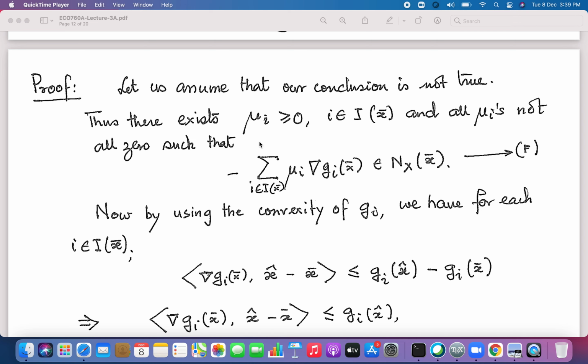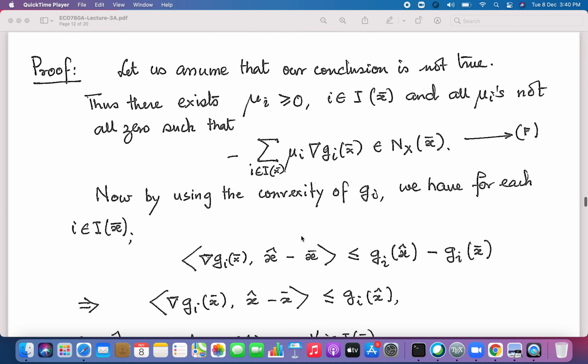So there exists a non-zero element of the normal cone to F1 at x bar, such that the negative of that vector is an element of N_X(x bar). Okay, now let us take the convexity of g_i and let us choose that x hat, that point where you have the Slater condition. x hat belongs to both F1 and X, right?